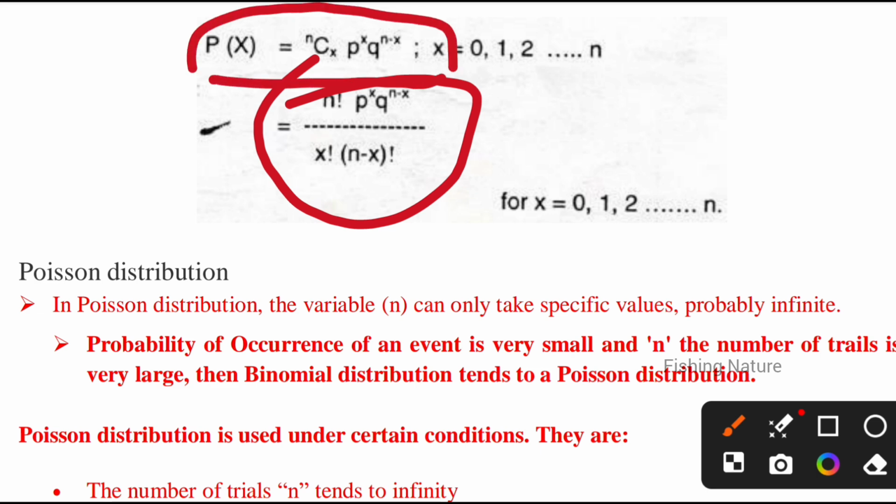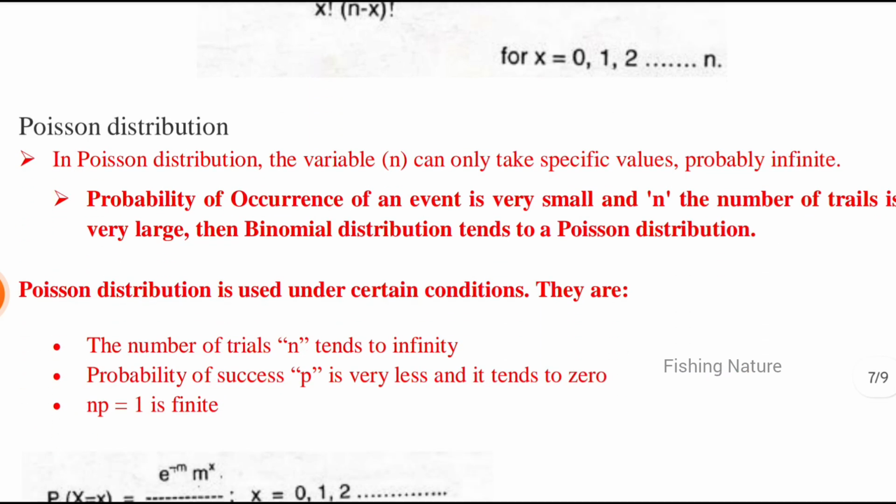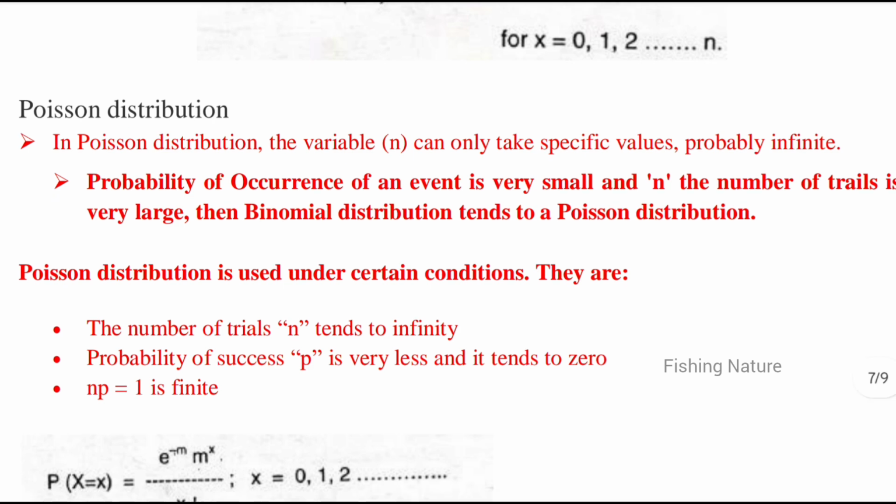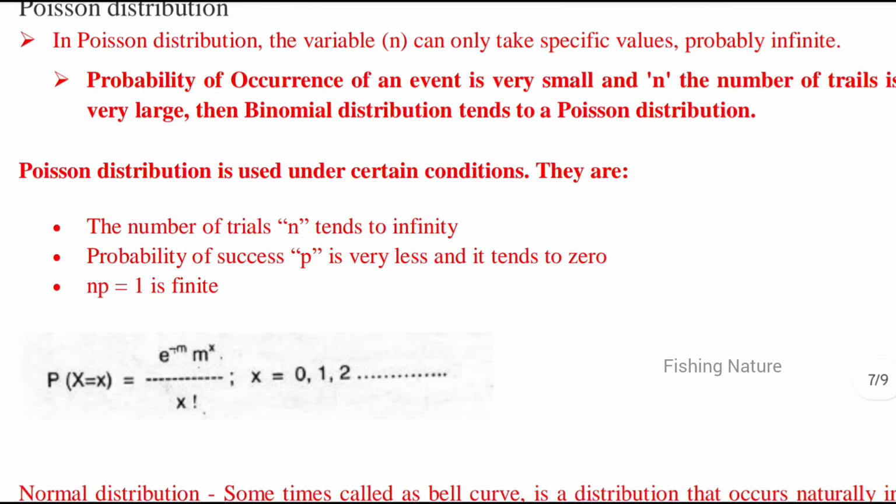Next, Poisson distribution. In Poisson distribution the variable can only take specific values, possibly infinite. When the probability of occurrence of an event is very small and n, the number of trials, is very large, then the binomial distribution tends to a Poisson distribution. When the number of trials is very large but the probability of the event is very small, the binomial distribution becomes a Poisson distribution.